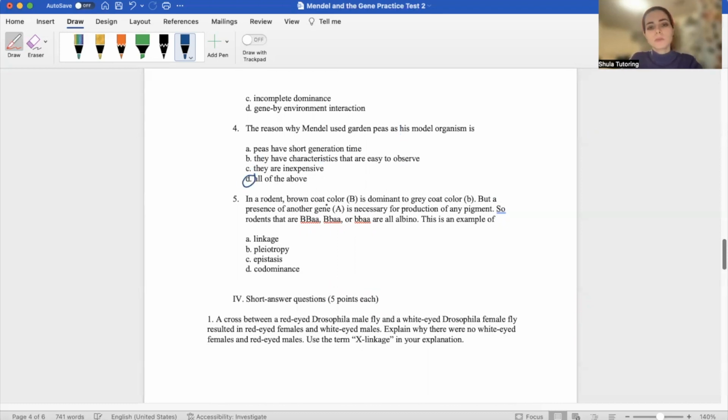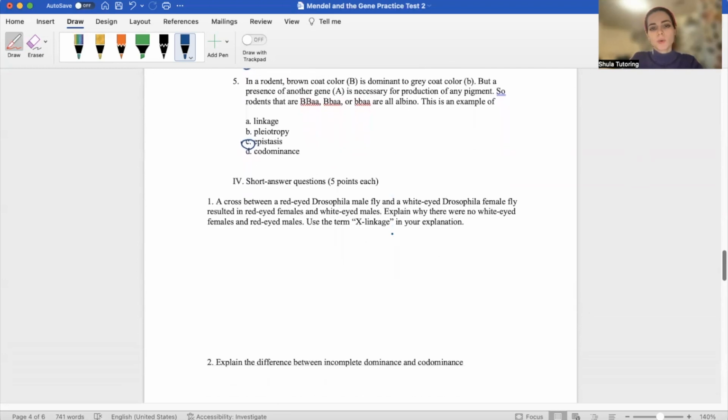In a rodent, brown coat color, capital B, is dominant to gray coat color, little b, but the presence of another gene, capital A, is necessary for production of any pigment. So rodents that are aa are albino. This is an example of epistasis. Epistasis is when one gene affects expression of another gene. So that's another really important exception to Mendelian genetics.